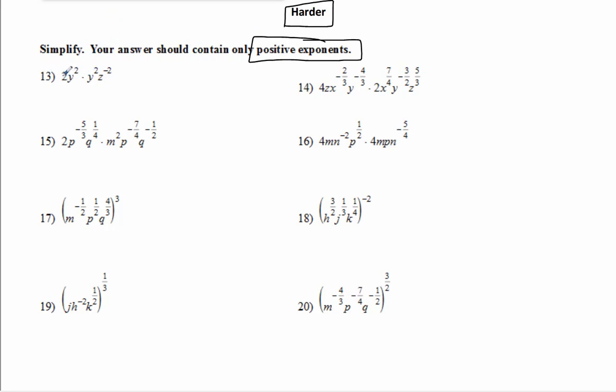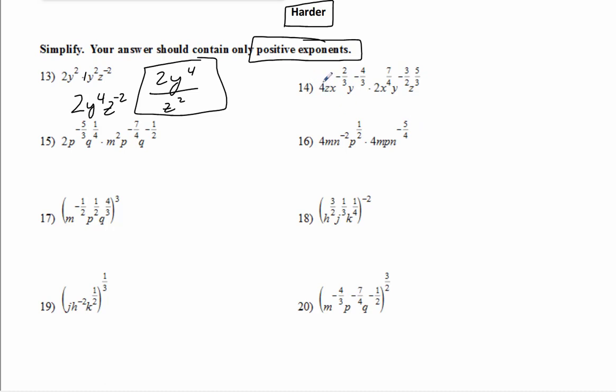So 13. Again, I'm multiplying here, so I want to add exponents if they're the same variables. So 2 times 1 is 2. Y's, I have 2 and 2 of them, so that gives me 4 of them. And then I have my z to the negative 2, but it's negative, so I've got to flip it. So my answer is 2y to the 4 over z to the 2 power. And again, you notice my z's have a little line through them. That's to distinguish them from a 2. So please make sure your 2's and z's are different.